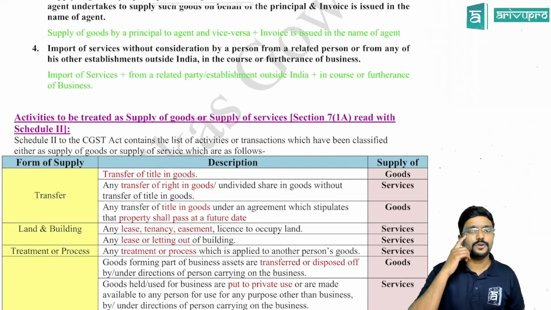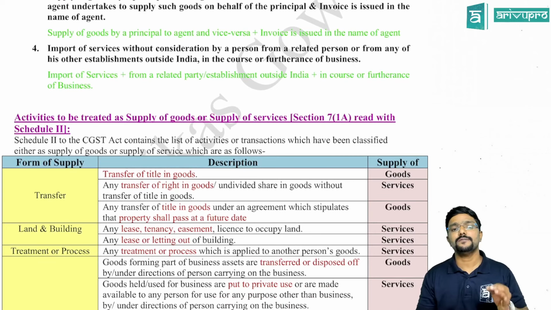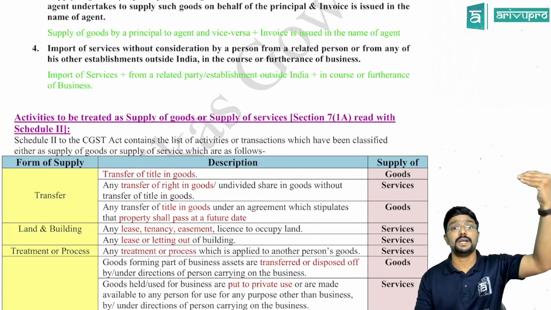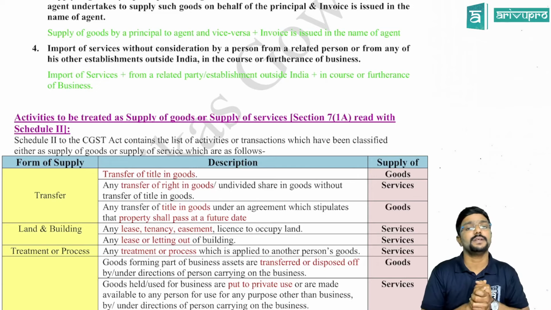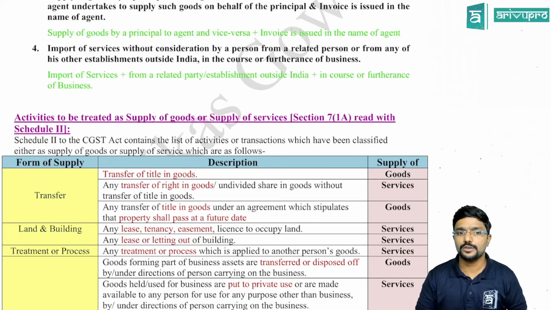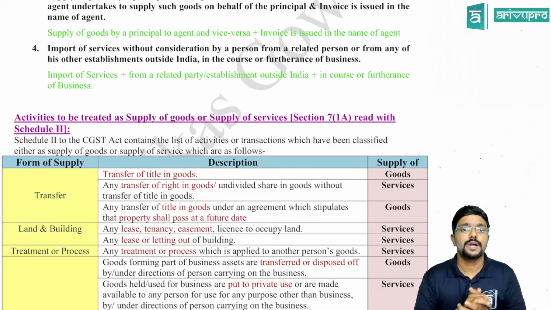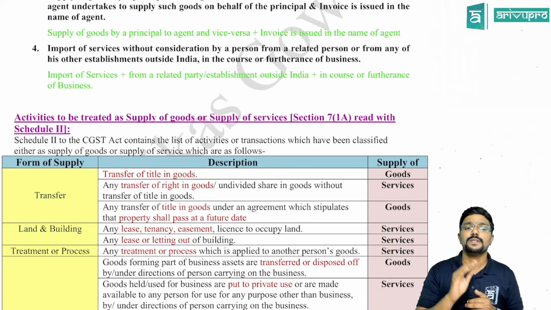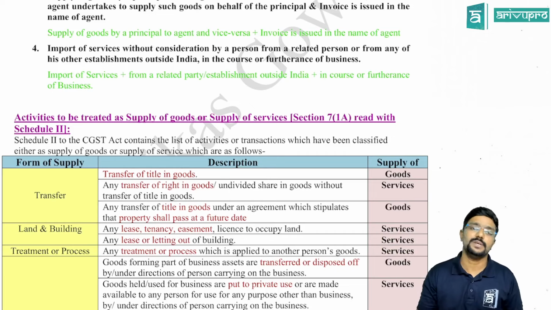Then coming to para 4, there is the import of services without consideration by a person from a related person or from any of his establishment outside India. Means who should be the supplier outside India? He should be related to you or your own establishment set up outside India. And it should be in the course or furtherance of business, means personal services are not covered here. Conditions are there should be an import of service, then from a related party or establishment outside India. That means there should be the supplier. Then it should be in the course or furtherance of business.